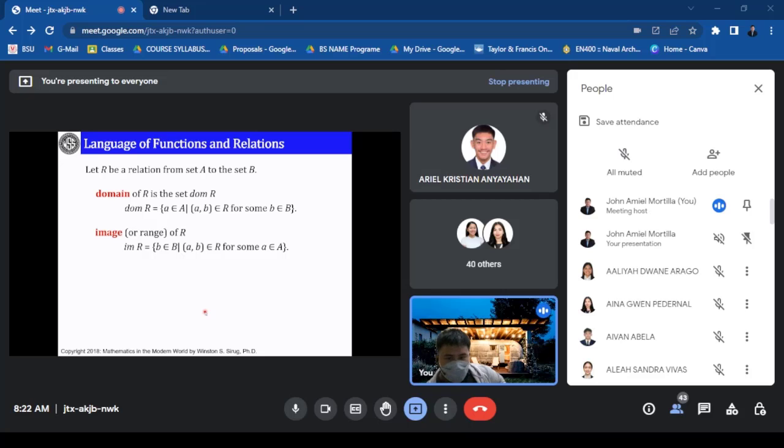Okay, so we have the image or range of R. We would write Im, or image of R, is equal to the set of B that is an element of capital B such that (A, B) is an element of R for some A that is an element of capital A. So for example, A is equal to {4, 7}. A times A is equal to (4, 4), (4, 7), (7, 4), (7, 7).